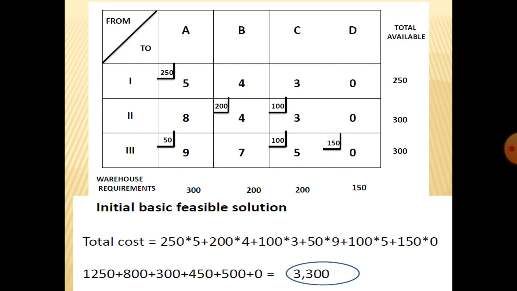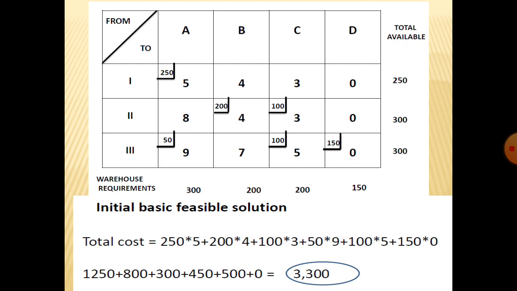Next we will go to another station, where the availability is 300 and the requirement is 200. Which is the minimum? We have to allocate 200. Then beside it we get the remaining 100. Again we will go to the next cost, that is C station. Then again we have to allocate 100. Now it is satisfied.